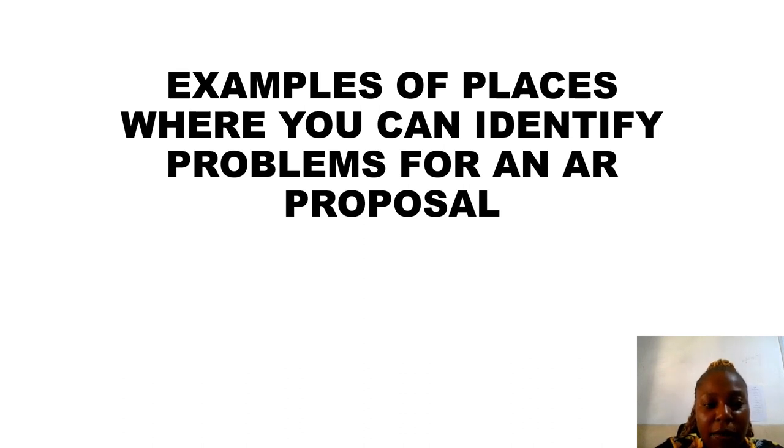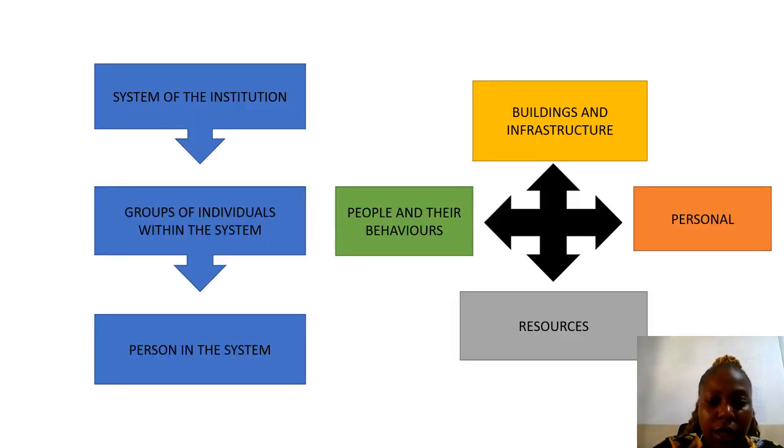So here we want to discuss examples of places where you can identify problems for an action research proposal. Okay, so problems can be seen in different ways. Here we have a slide which is showing two types of images. We have the ones in blue and then the ones colorful with this star. So let's start with the ones in blue. Problems, you can identify them in the system of the institution. In the system of the institution, it means the system as a whole. In the system as a whole, there's an area maybe you can identify the problem.